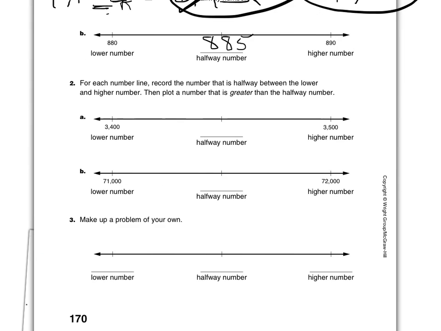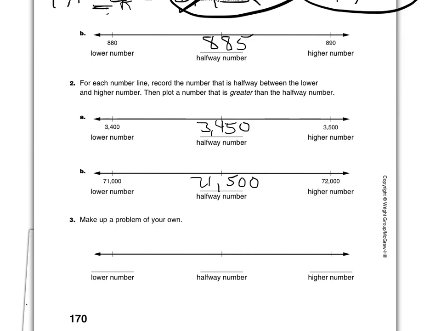Okay, I want you to find the halfway number for these two, and then if you want to create one of your own, you can. Alright, so hopefully 3,400 and 3,500, you all did 3,450, and then at 71,000 and 72,000, you did 71,500. That'd be halfway to 72,000. Whatever you did in the last one, cool.